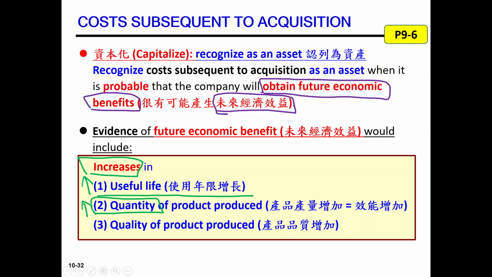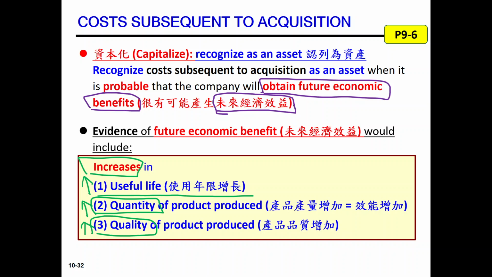Okay? Maybe not quantity, but quality. If the machine could help us to produce higher quality of products, of course, I could sell it with a higher price, right? Higher price, then I could earn more money. Okay, so these are some examples to help you understand what that means for future economic benefit.